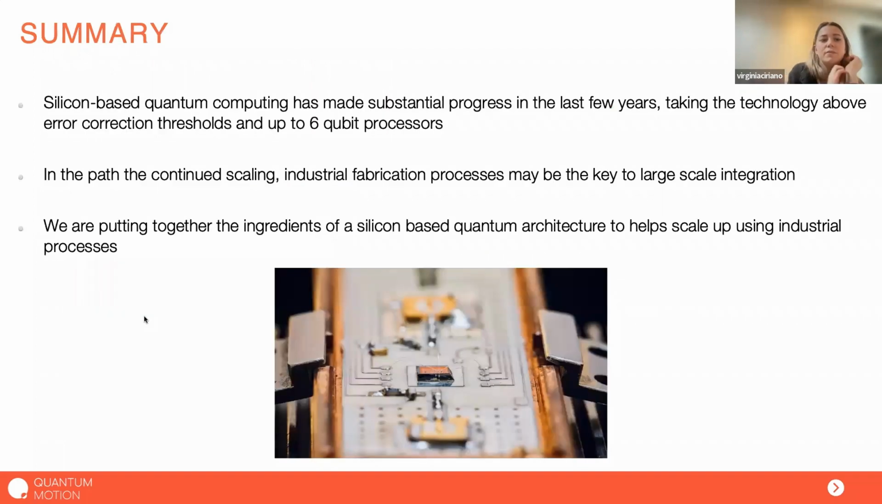Okay, so in summary, I just wanted to tell you that silicon has made very big progress over the past few years. It has very good fidelities for 1 qubit gates, 2 qubit gates, and readout, and there are demonstrations of up to a 6 qubit processor. And in the path of continuing scaling up, the industrial fabrication of quantum dots might be an important factor, and right now we're putting together the different ingredients to scale up silicon quantum dots.